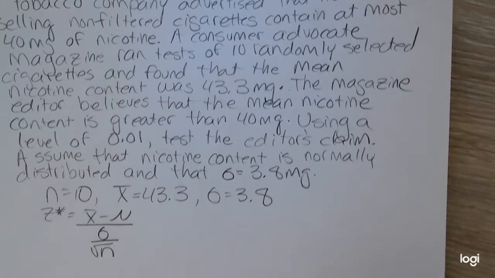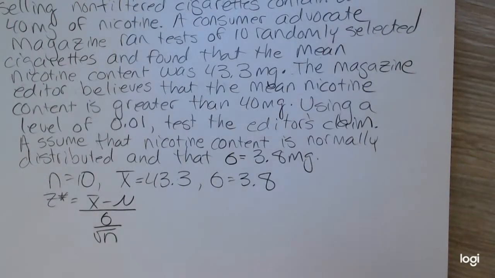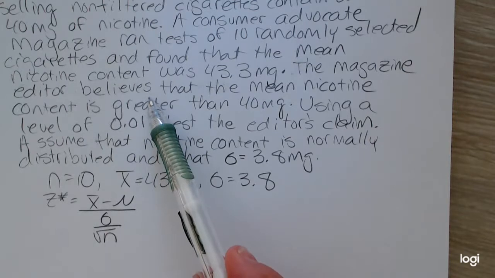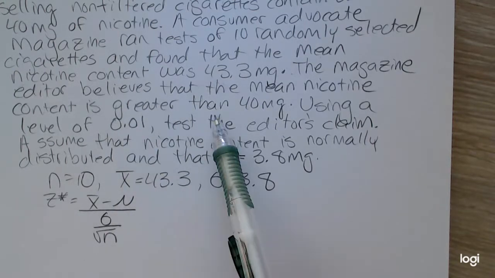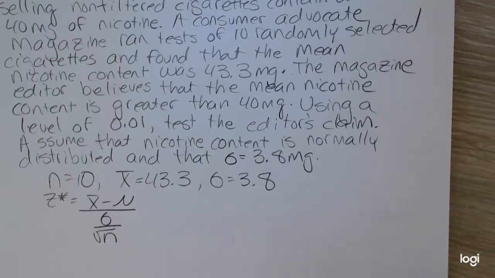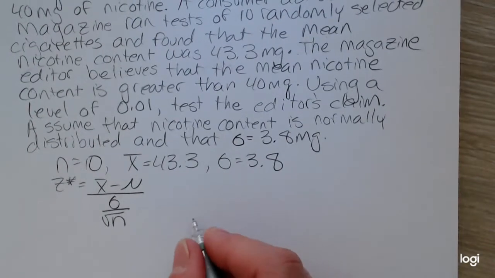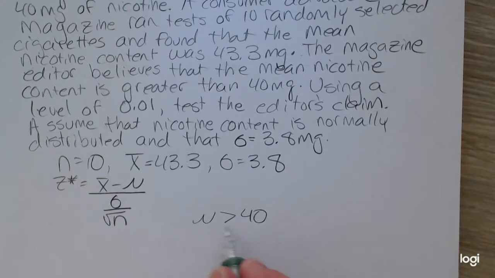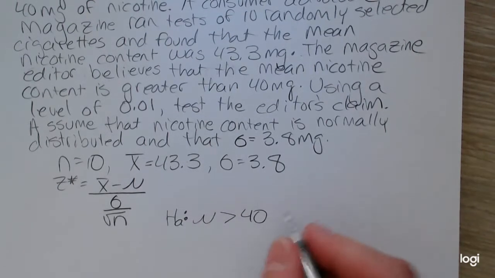So we do need to set up the null and the alternative. We need to identify the claim as a mathematical statement in terms of mu and structure the null and the alternative around that. It says here that the magazine editor believes that the mean nicotine content is actually greater than 40 milligrams. So as a mathematical statement, that's going to be mu greater than 40. Because this does not contain the case of equality, this makes this the alternative. So this is the editor's claim.